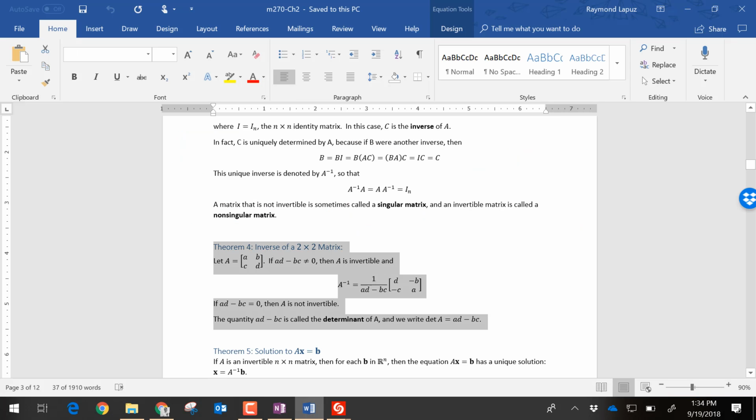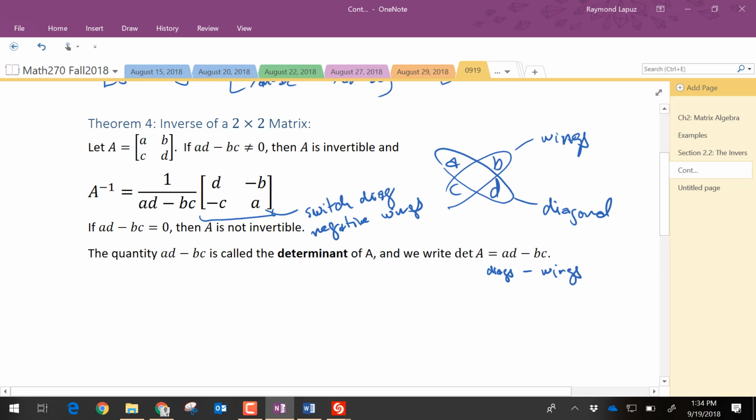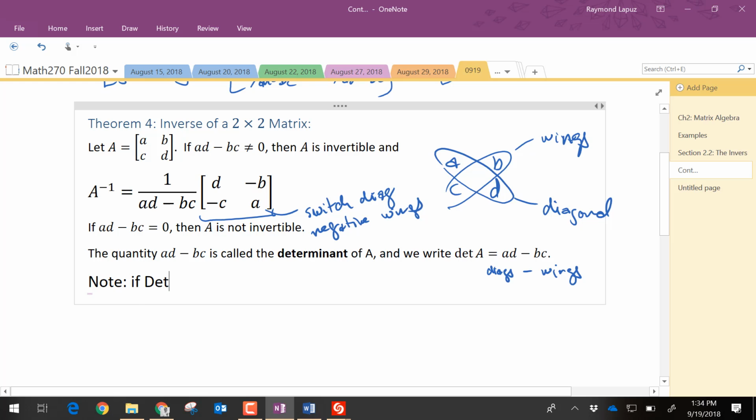Did I say that here? So let's say it here. Yeah, so it's a quick way to check for 2 by 2s at least, because we know how to take determinants of a 2 by 2 matrix. But if the determinant is 0, then there's no inverse.